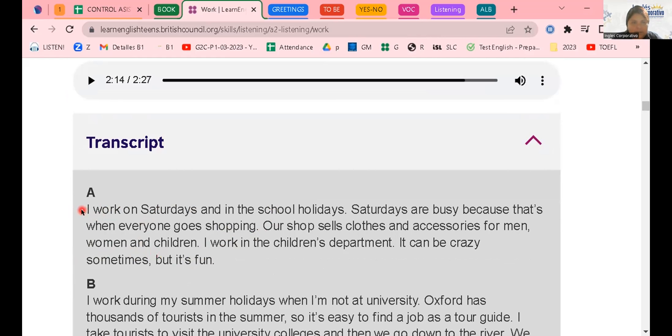I work on Saturdays and in the school holidays. Saturdays are busy because that's when everyone goes shopping. Our shop sells clothes and accessories for men, women, and children. I work in the children's department. It can be crazy sometimes, but it's fun.